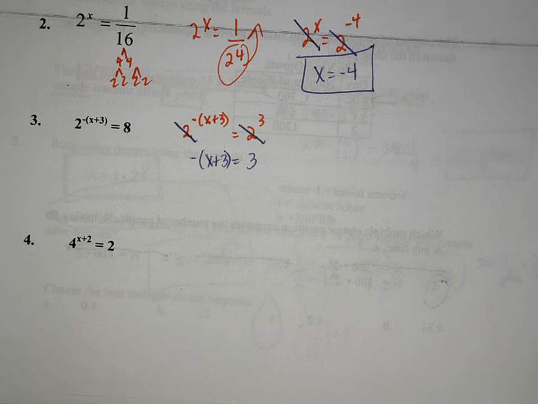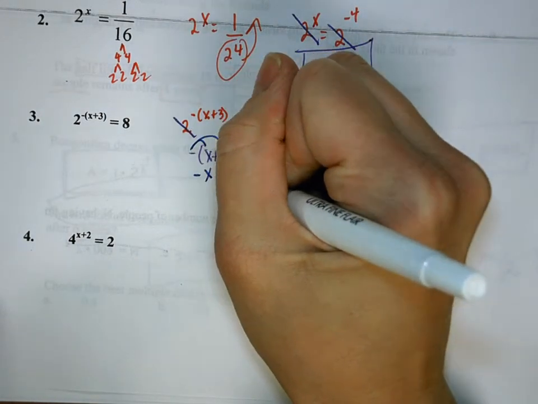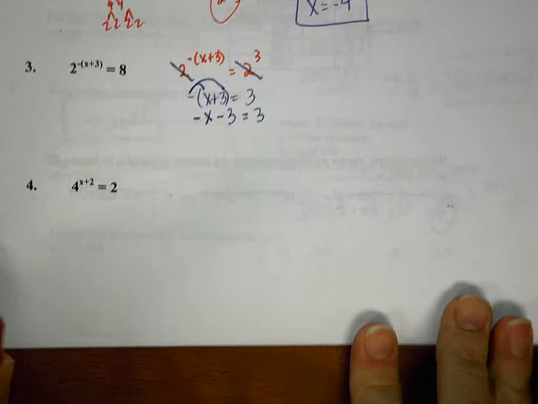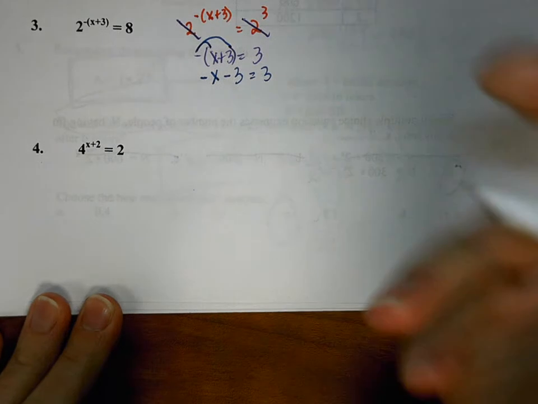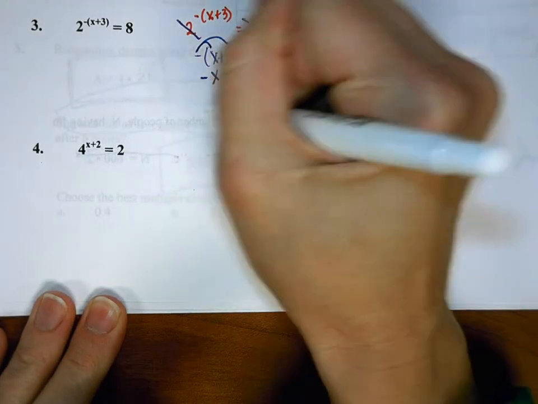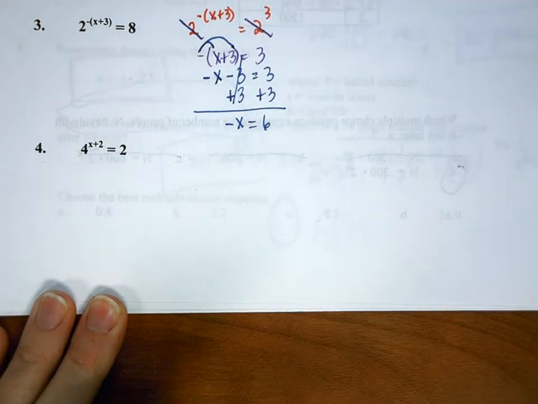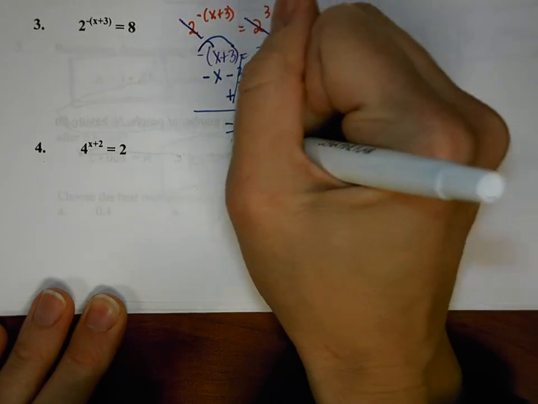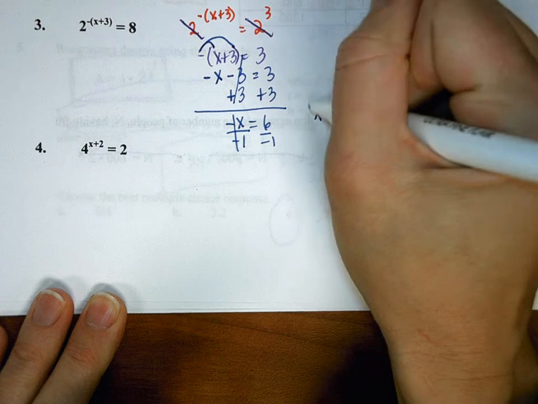Very good. We would first start by distributing this negative through. So I have negative x minus 3 equals 3. In order to solve, I will now add 3 to both sides. Negative x equals 6. And in order to get x by itself, what will I do? Good. Divide by negative 1, and we get x equals negative 6.